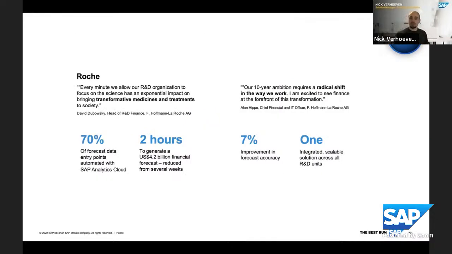Now, what can this prediction bring you? Let's look at the example of Roche, a pharmaceutical company that has actually been able to automate a very large part of their R&D expense forecasting data points that they needed to provide. They now spend less time than before to create this forecast. And maybe even more important, they now have an improvement in accuracy overall. So they spend less time because of the automation and improve accuracy over time. And that is the benefit of this integrated solution.